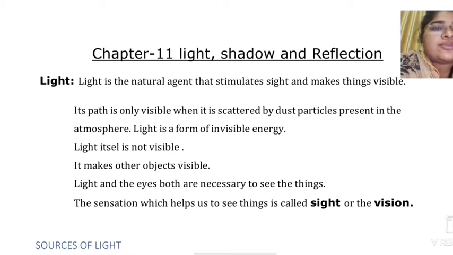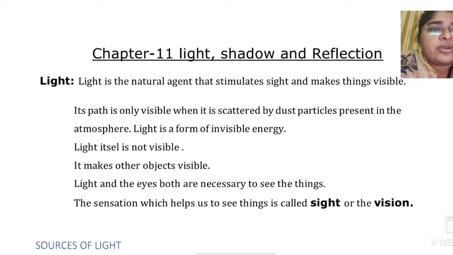Its path is only visible when it is scattered by dust particles present in the atmosphere. So when we see the light of the sun, the sun rays coming from the sun travel along a path that is only visible when it is scattered by dust particles.